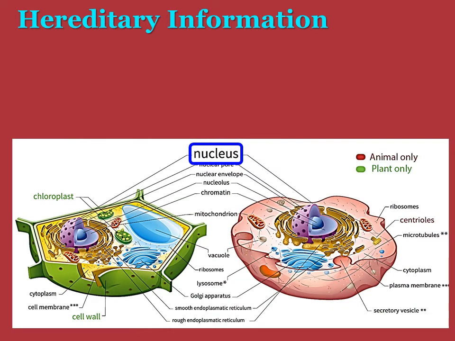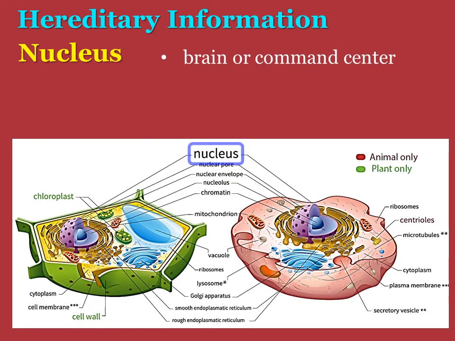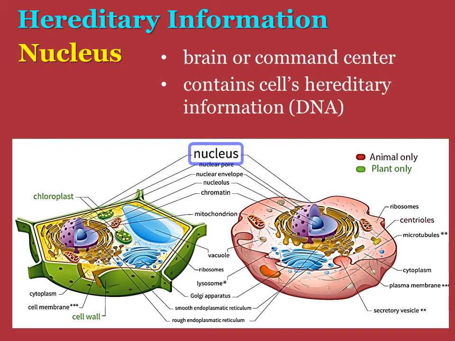Okay, the first parts are those involved in hereditary information. Do you know what directs the activities within the cell? The nucleus, or the brain or command center of the cell, contains almost all of the cell's hereditary information, or DNA. It is spherical or oval in shape and the largest structure in the cell.